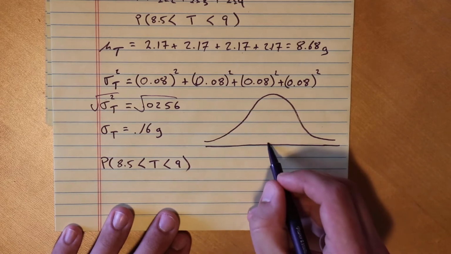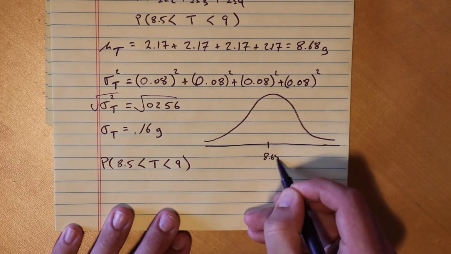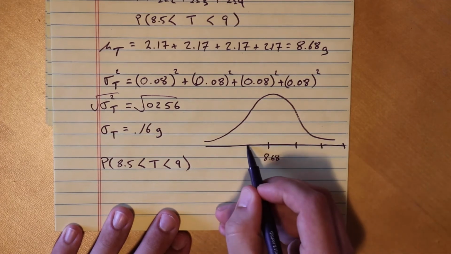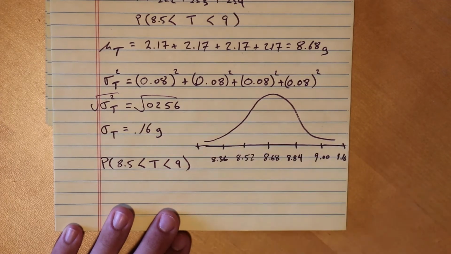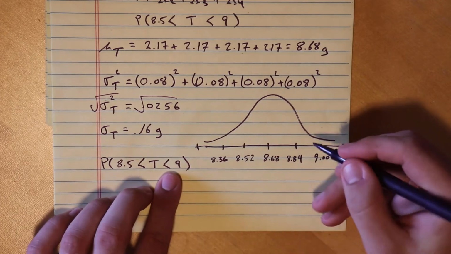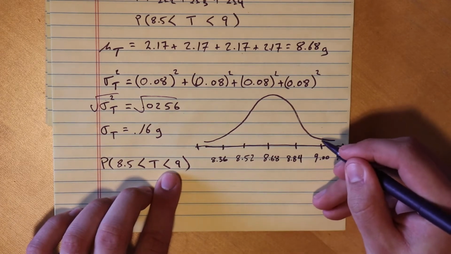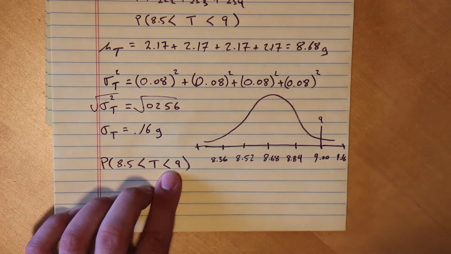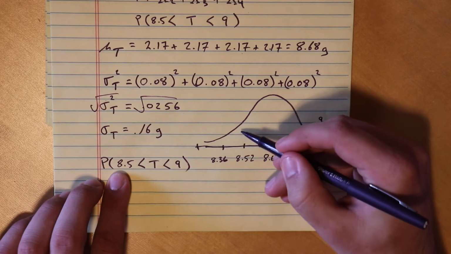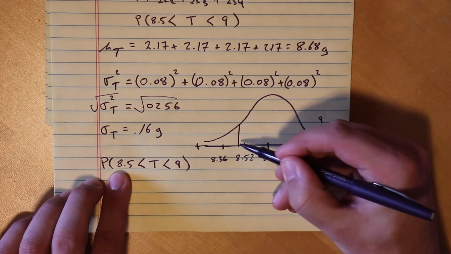And I'll do this. We have a mean of 8.68. We'll go a few standard deviations out above and below. There we go. We are looking for the area between 9, which is exactly right here, 9, and 8.5-ish. Well, there's 8.52, so it's a little bit before that.